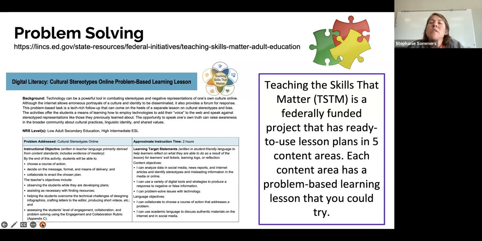And for each of those areas, at least one of those lesson plans is going to be problem-based learning. So this is the problem-based learning lesson from digital literacy. It has to do with cultural stereotypes. And so again, you might not be able to pull and use this lesson exactly as written, but these lessons were written by subject matter experts, and they have been field tested by ABE teachers all over the country. So they are solid lessons for you to use as a starting point for maybe developing your own problem-based learning scenarios. No problem, Callie. That is what I'm here for, sharing some resources.